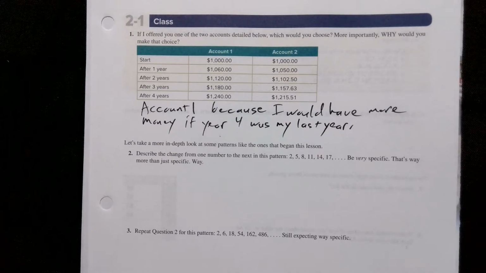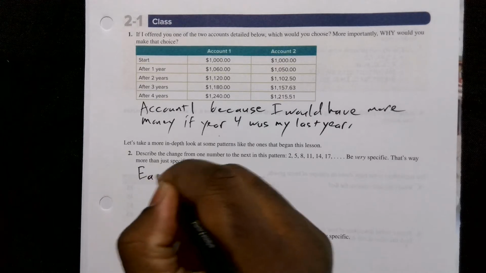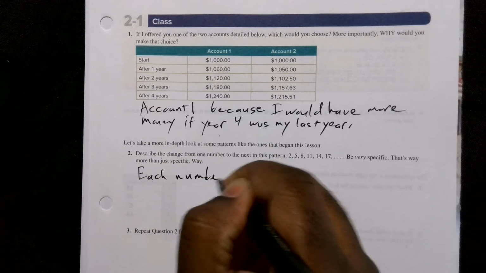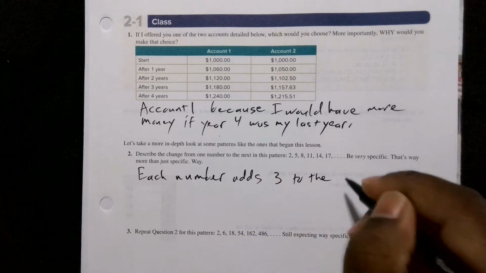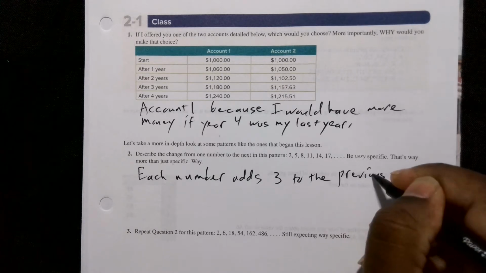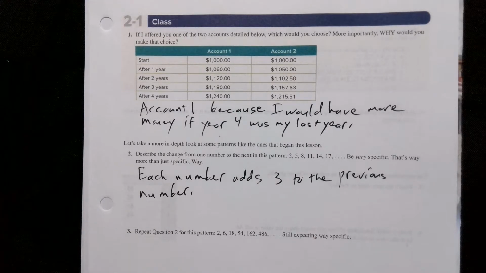Now, let's take a more in-depth look at some patterns like the ones that began this lesson. Describe the change from one number to the next in the pattern 2, 5, 8, 11, 14, 17. Be very specific. Okay, so if we look here at number 2, we could say each number adds 3 to the previous number. Cannot get more specific than that.